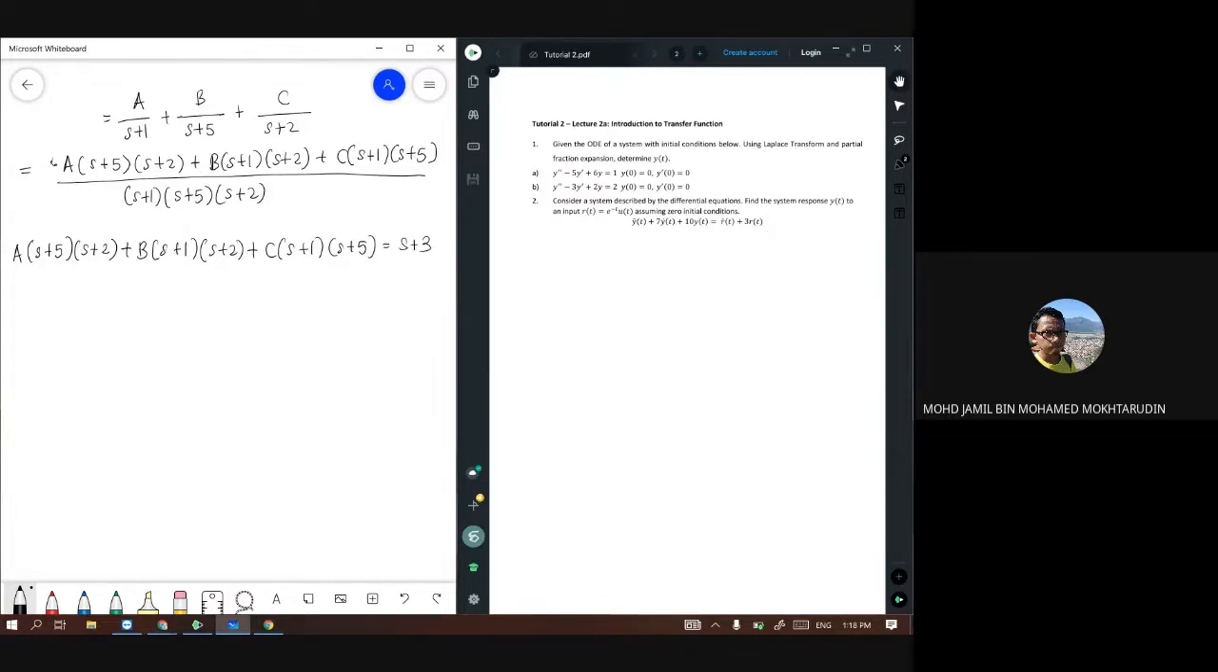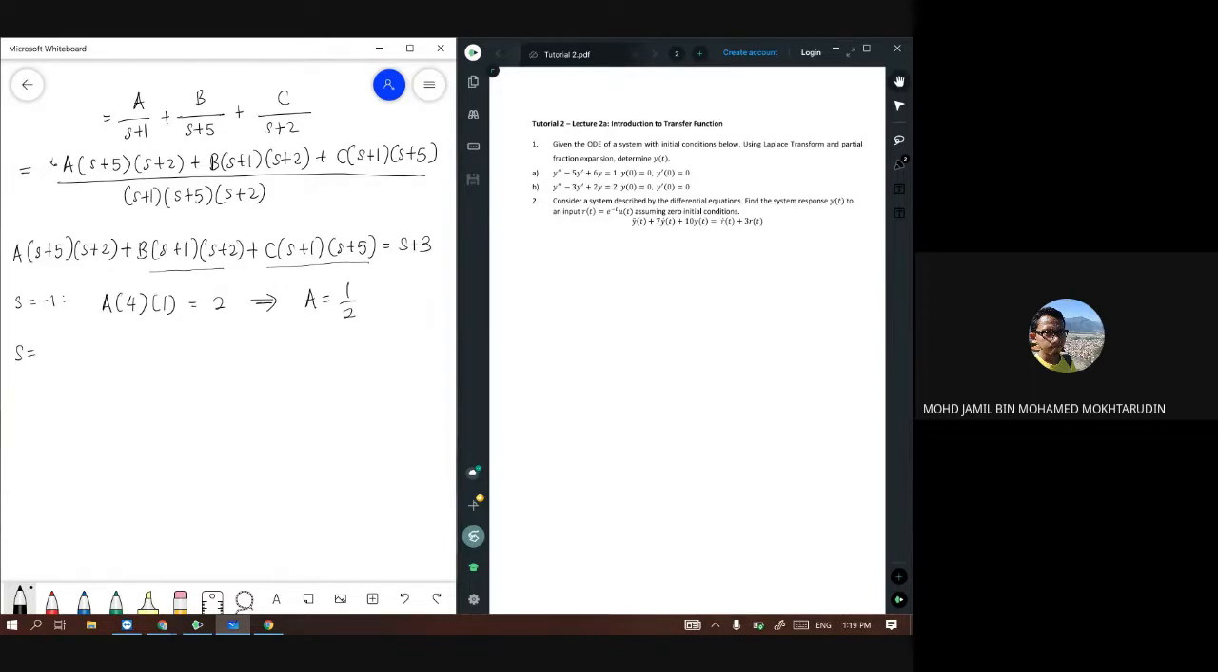Now we need to find A, B, C. To find A, we substitute S equals minus 1. This part becomes 0 and this part also becomes 0, so you get only A. So you get A times 4 times 1 equals 2, so A equals half.